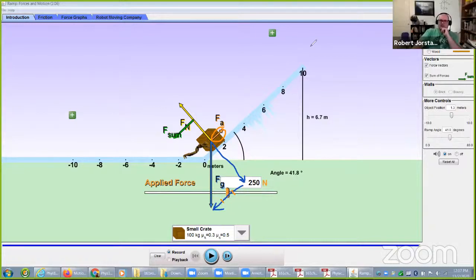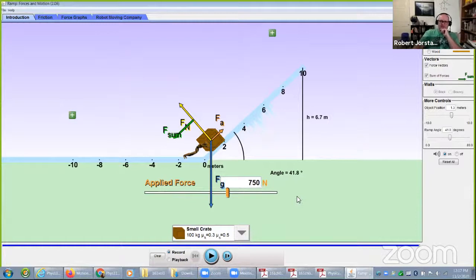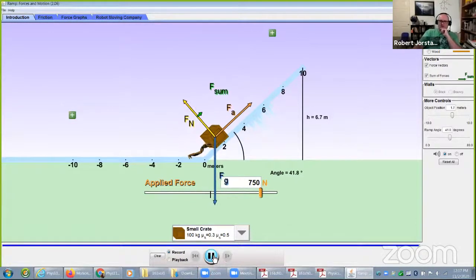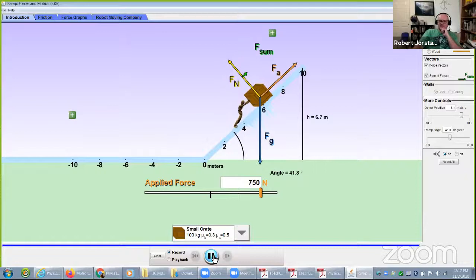So let's give it a shot and let's see what happens. If I push this with 750 and hit play, let's see what happens. Oh, nice. Let's see what happens.